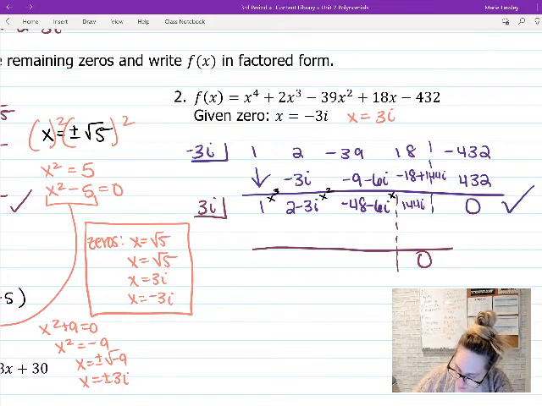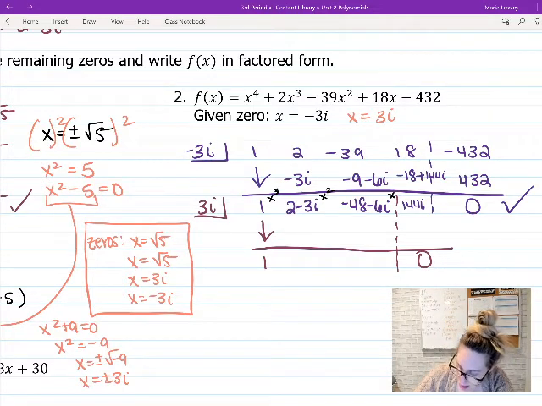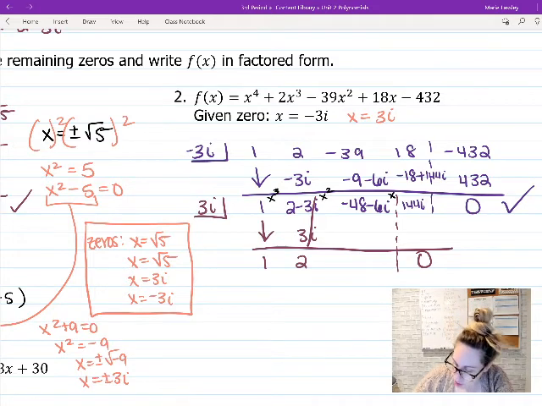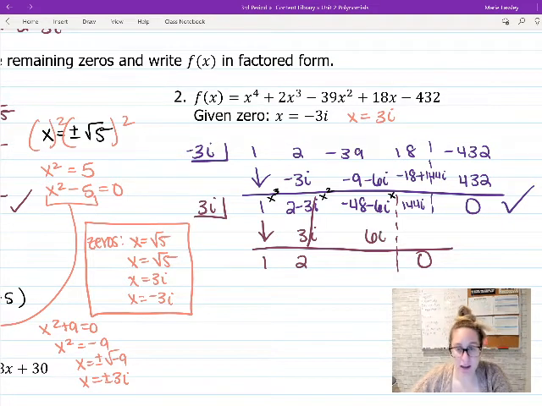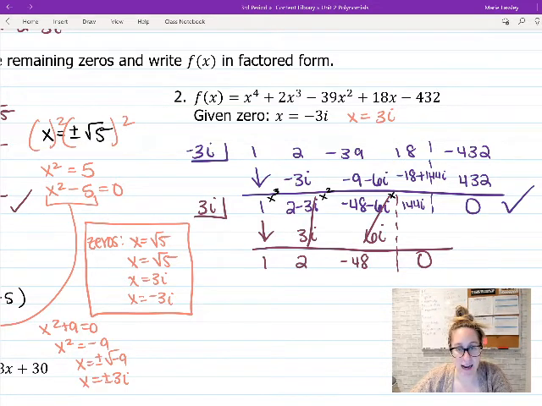So bring down my 1. 3i times 1 is just 3i. And then look, we have 2 minus 3i plus 3i. The 3i's cancel, and I'm left with just 2. Now I multiply again. 3i times 2 is 6i. Put it underneath there. Guess what? Those are going to cancel. So I'm left with negative 48. Now I have 3i times negative 48.